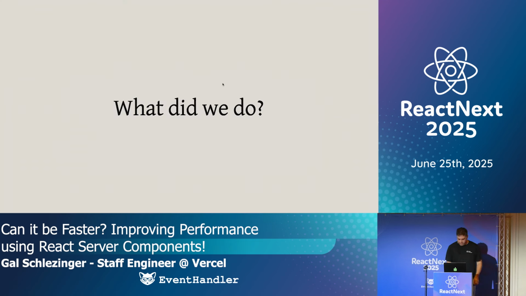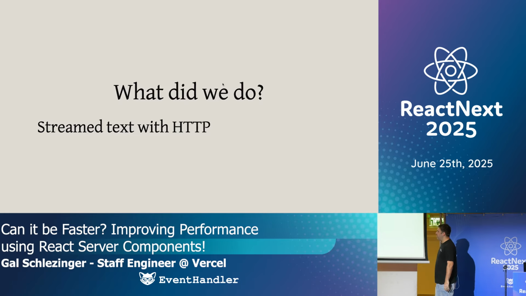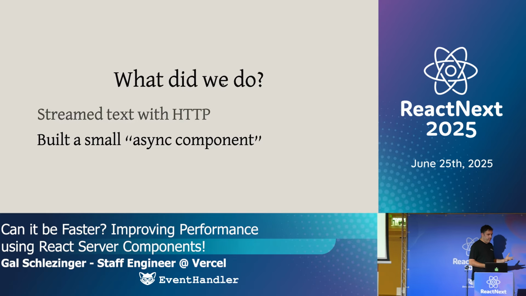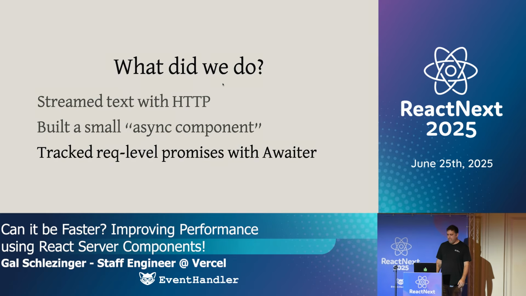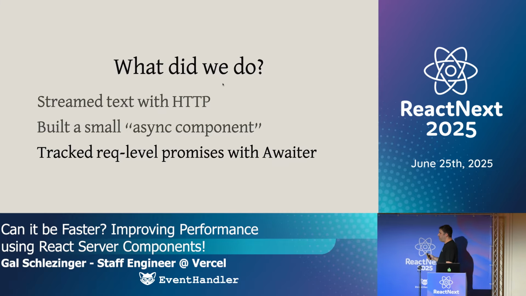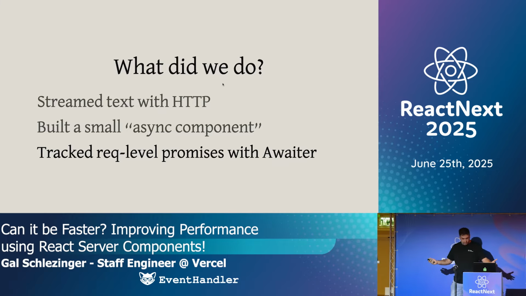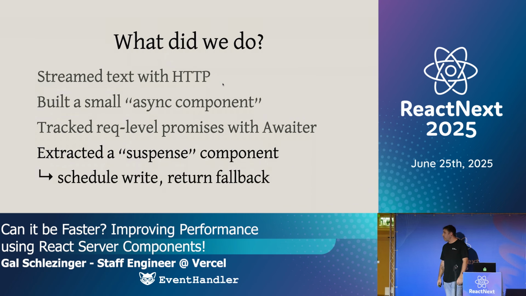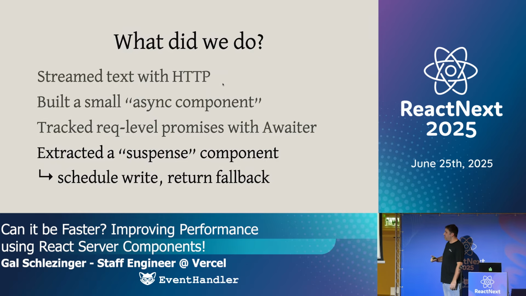So what did we do for this? We started by streaming text with HTTP just to show what streaming is and how powerful streaming is. Then we built a small async component, which just rendered the name of a Pokemon. And in order to implement Suspense, we needed to track request-level promises within a waiter. OK. And then we extracted a Suspense component. And the core idea is that we schedule a write to the stream and return the fallback immediately.